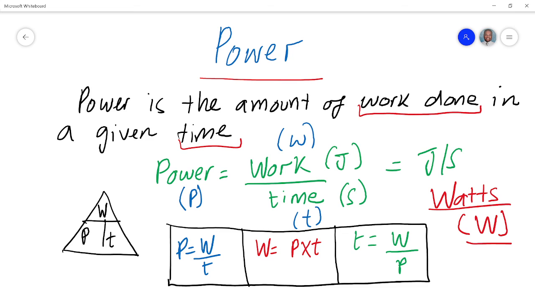So I wanted to explain what power is and show you what is required to calculate power. And then in the next set of videos, we're going to be looking at worked examples on how to calculate power, work, and time.